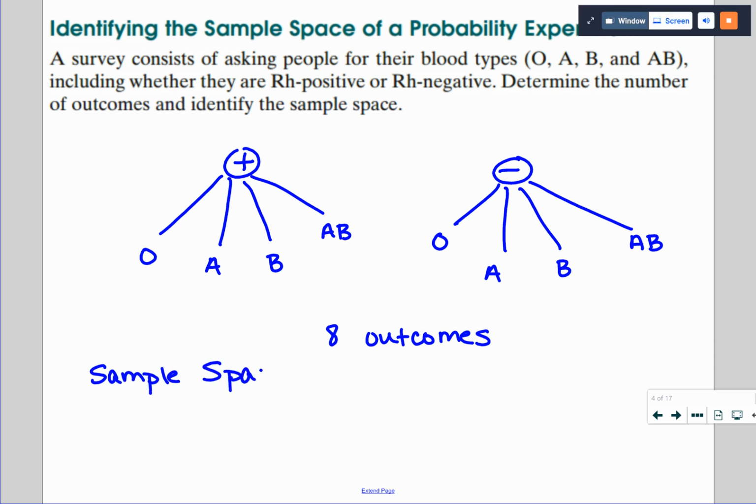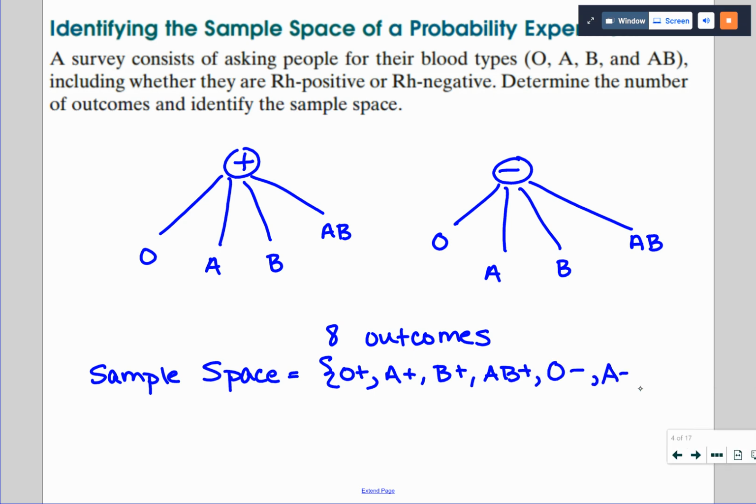how we would list that is usually we make a little set bracket, little squiggly bracket, and then we list all of the possibilities. So O positive, A positive, B positive, AB positive, and then all the negatives. O negative, A negative, B negative, AB negative. Okay. So outcomes are the different answers people could give. Sample space is the set of all of those.